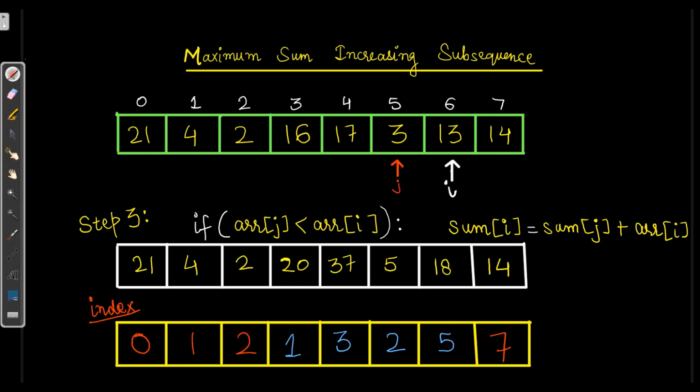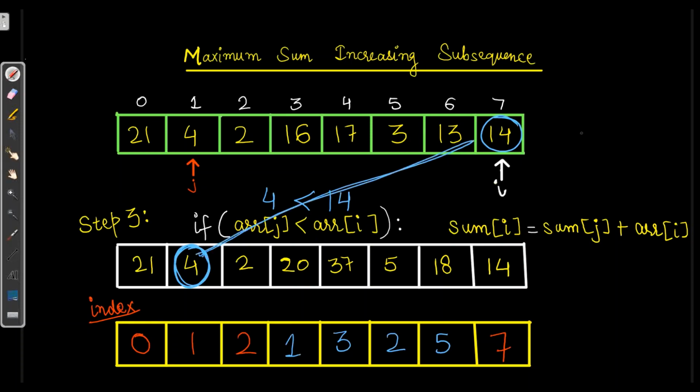Now for the next iteration, i is shifted to 7th index, whereas j is at 0th index. Now I will check 14 with 21. Is 14 greater than 21? No. So j will be iterated further. For the first index, here we have 4 and 14. Is 14 greater than 4? Yes. So here I'll check the value 4 plus 14. 4 plus 14 is 18. Whereas in the array we have 14 value. Now if I compare 14 with 18, 18 is maximum. That's what we want over here.